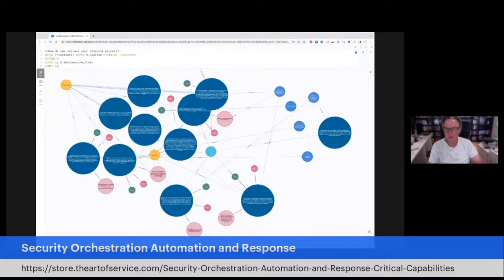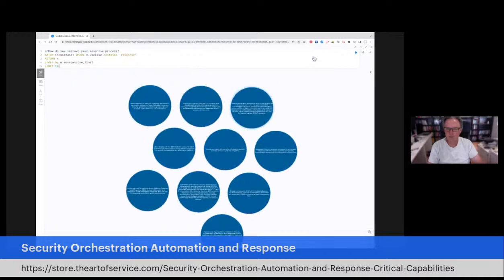Something I've prepared earlier. How do you improve your response process? How can I improve my response process? Well, obviously, I'm going to look for the use cases that have the word response in them. Let's go. Here we are.